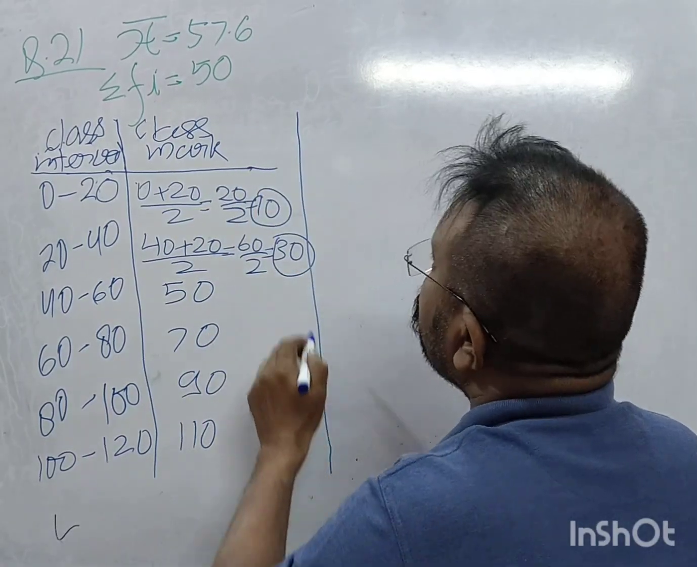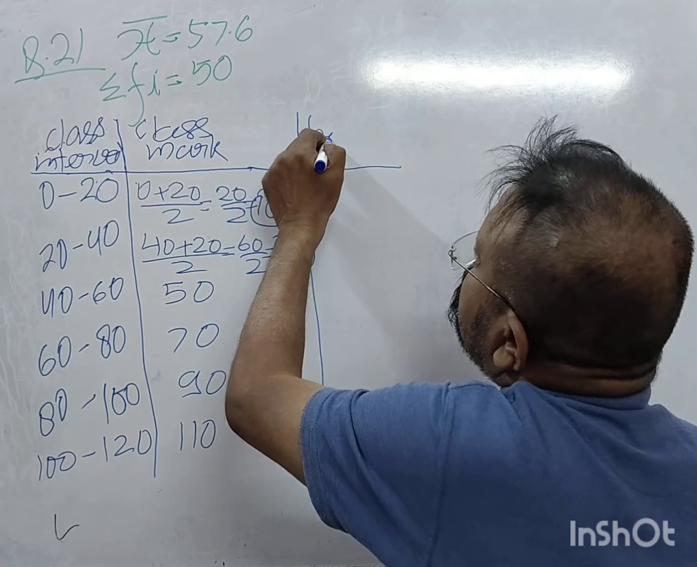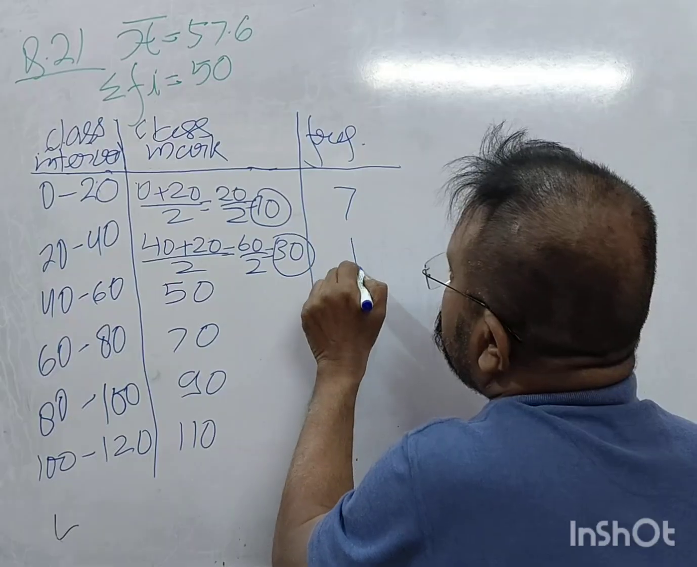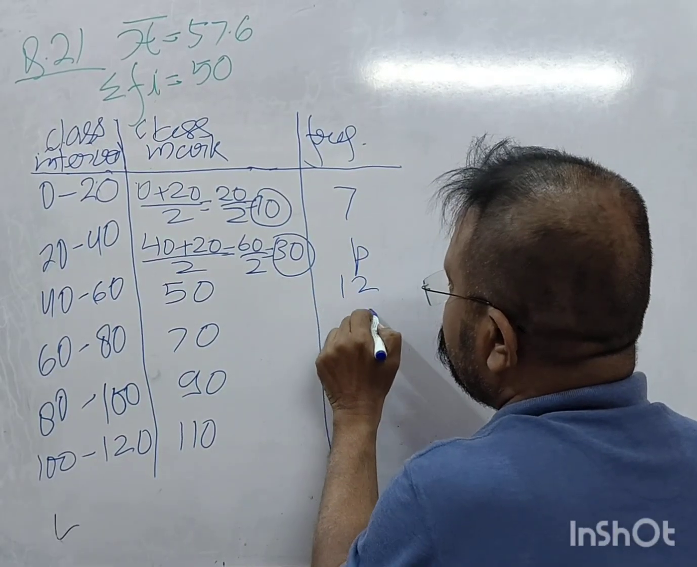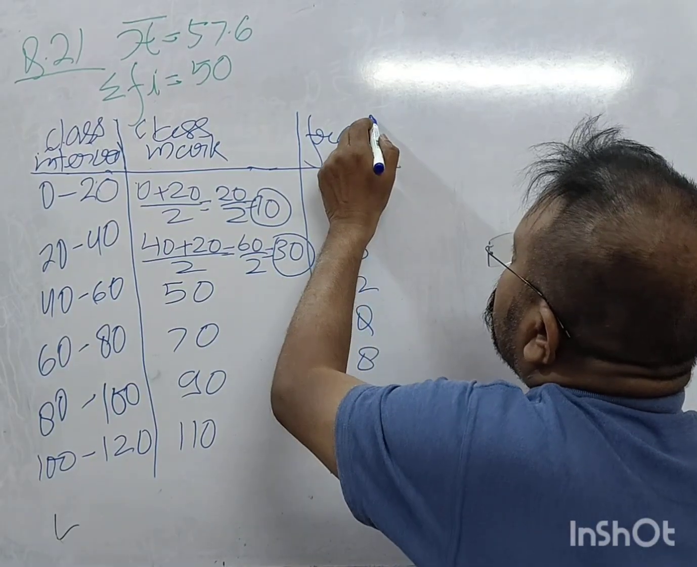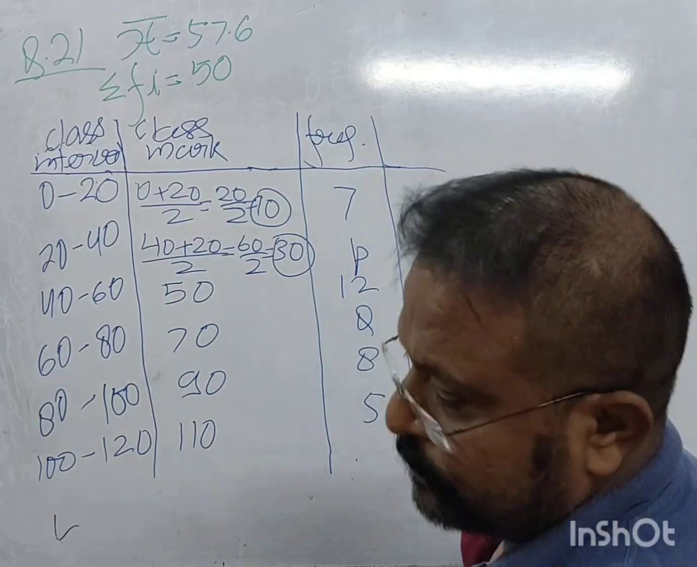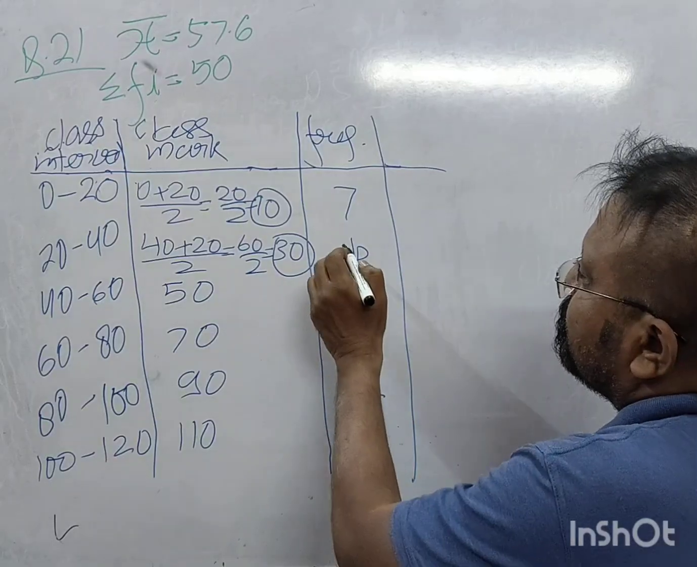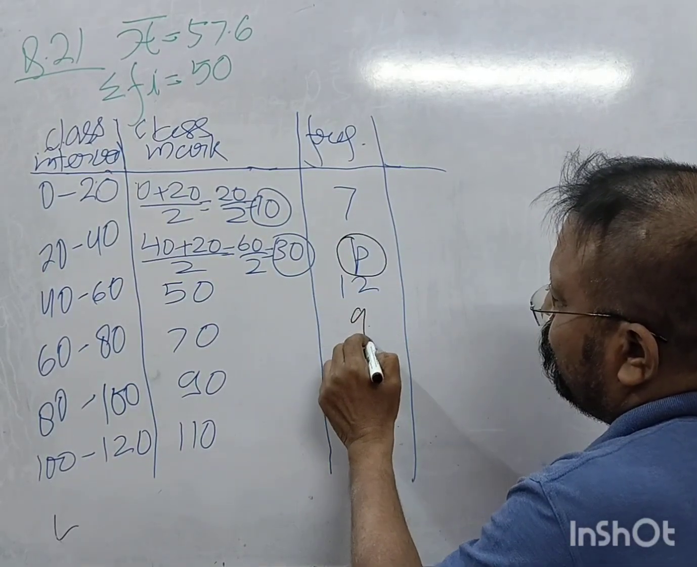What is the frequency? The frequencies are 7, P, 12, Q, 8 and 5. Your problem was these two, P and Q.